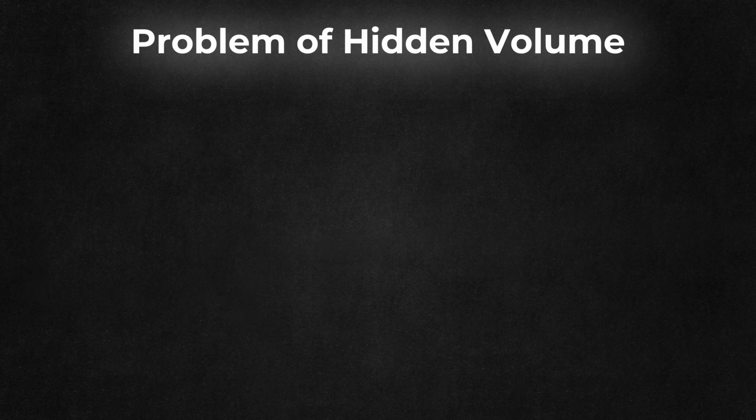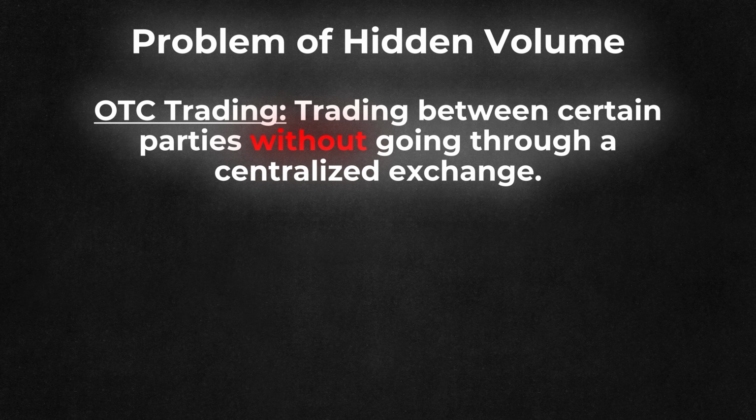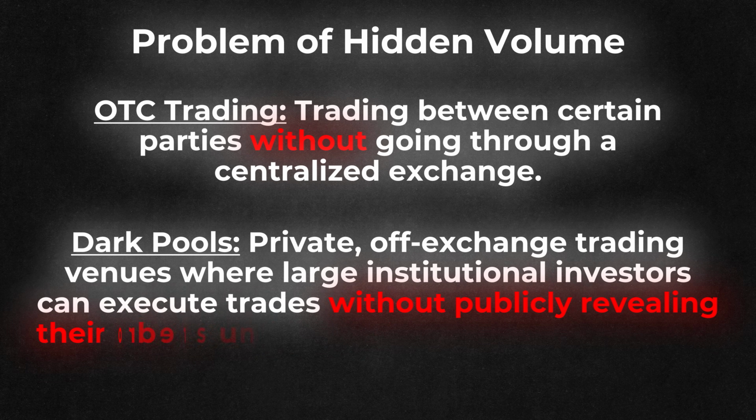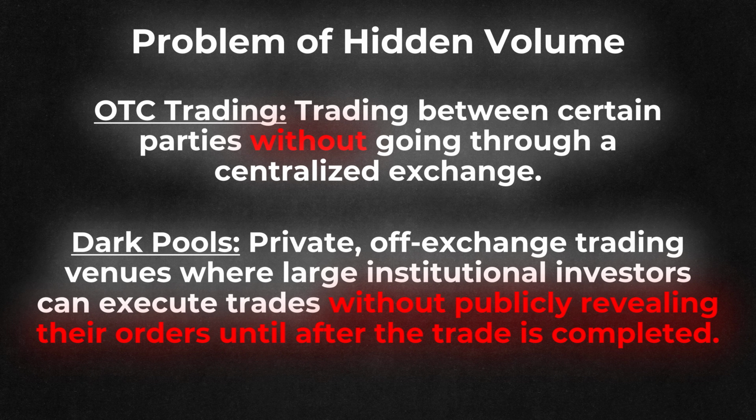Hidden volume occurs primarily due to OTC or over-the-counter trading and dark pools. OTC trading is when trades happen between certain parties without going through a centralized exchange. This is a problem, of course, because it can obfuscate the real level of market activity to the general public. This is not a small matter since OTC trading is usually done by large players such as pension funds, hedge funds, sovereign wealth funds, and very large companies.